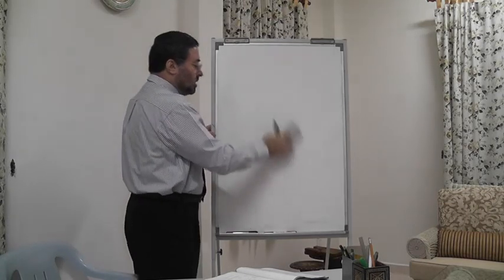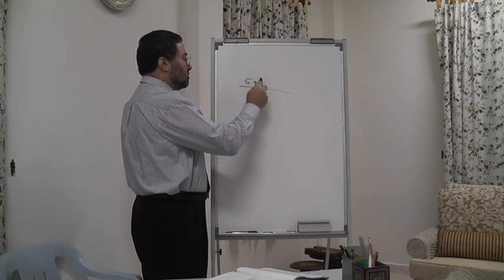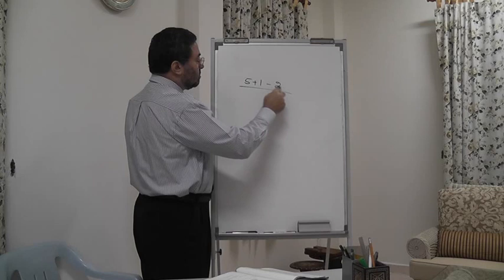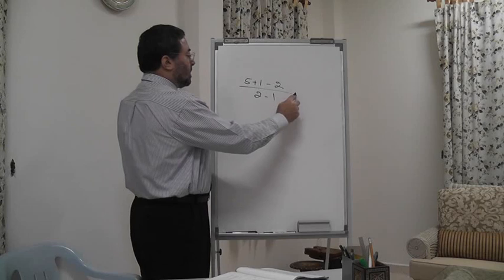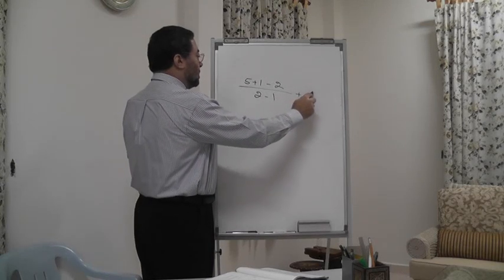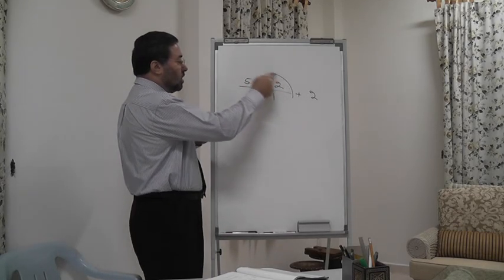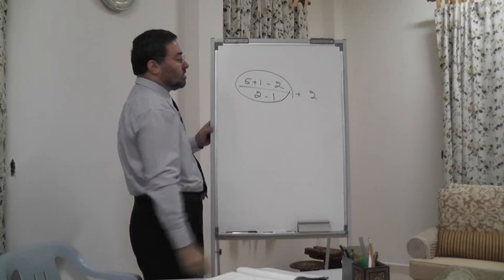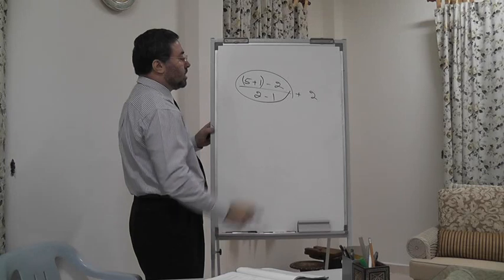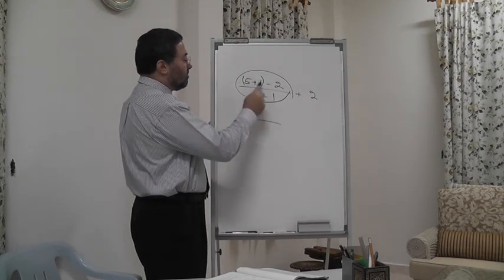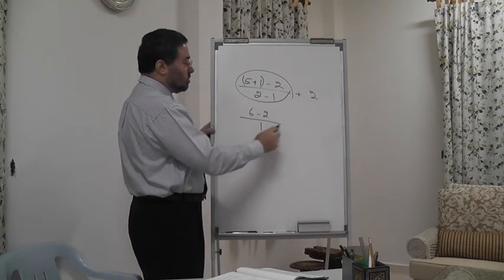Another grouping symbol is that of the fraction bar. If I have something like this, added to whatever quantity here, I have to get the value of this whole quantity first before I add it to 2. So if these are grouped as such, I can do 5 plus 1 is 6 minus 2, and 2 minus 1 is 1 plus 2.